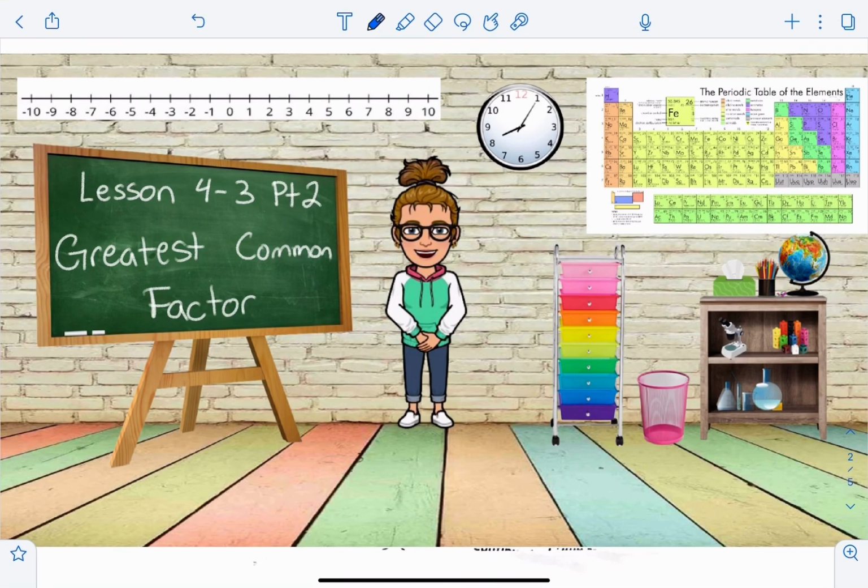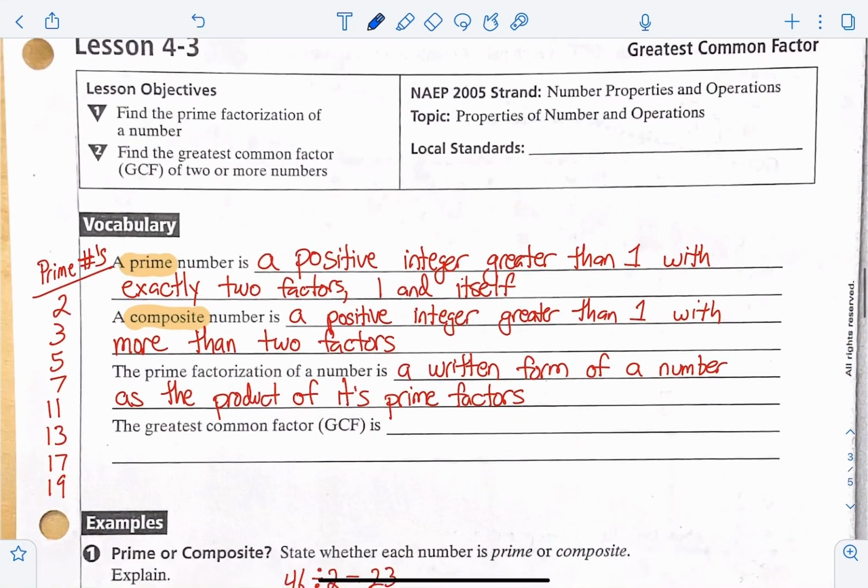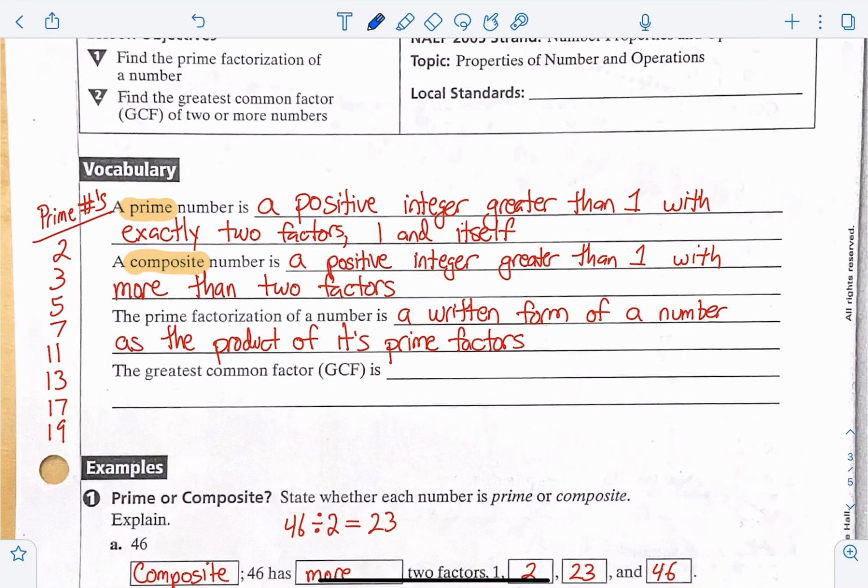Okay, for this video, we're going to be doing lesson 4-3 part 2, where we build off of the prime factorization that we already learned, and now we're looking at finding the greatest common factor between two different numbers. So you should already have parts of these notes filled in, and so we're just going to be adding the parts that we haven't done yet.